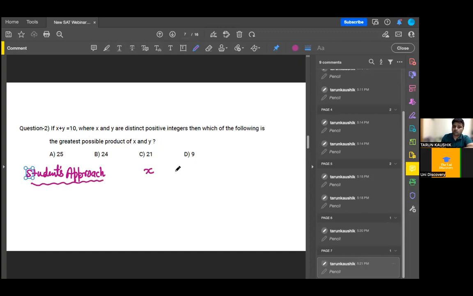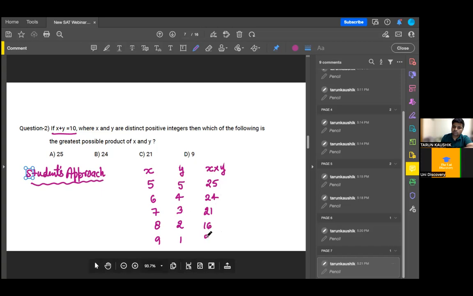They write one column for x, one for y, and another column for the product of x and y. Now we know that the sum of x and y is 10. So they start writing down the possibilities of x and y, like the combination of 5 and 5, 6 and 4, 7 and 3, 8 and 2, 9 and 1. Now let's figure out the product. So this is 25, 24, 21, 16, and 9.